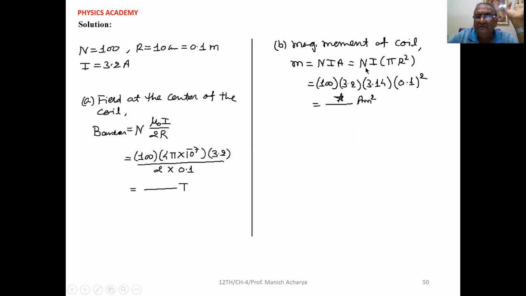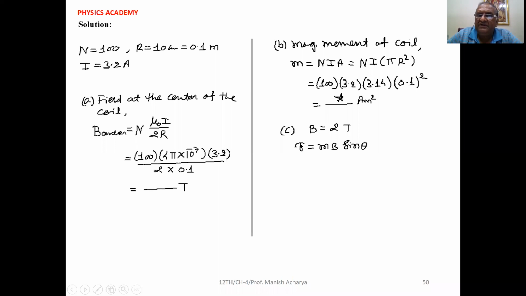N is 100, I is 3.2, pi 3.14, R is 0.1 square. Solve it. You will get the magnetic moment of the coil. Clear up to this one?